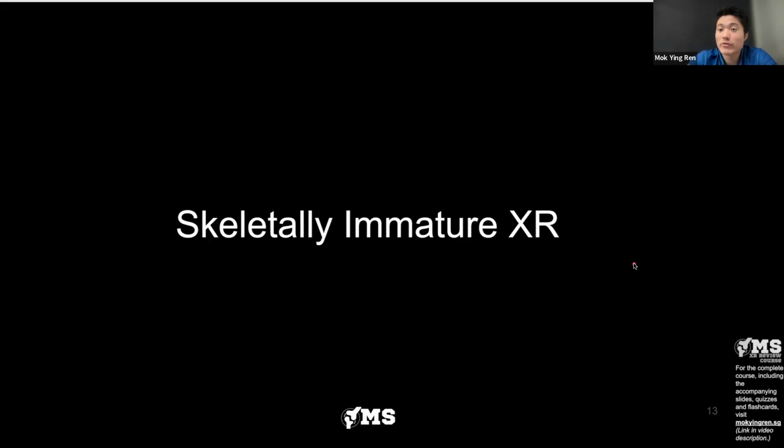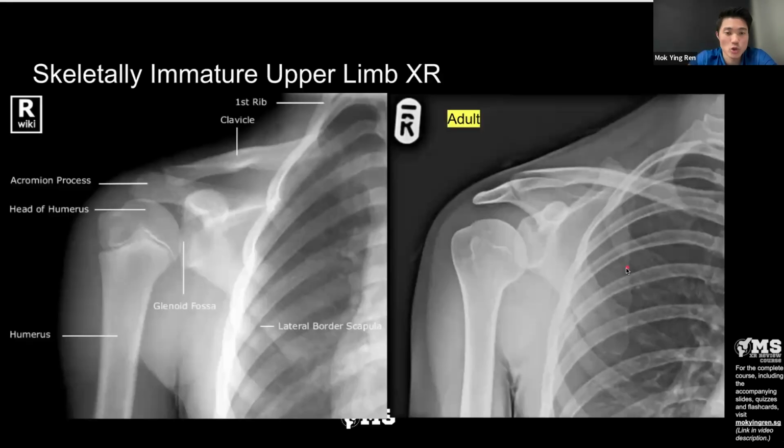Great. So now we've gone through the four principles: two views, two joints, two occasions. Now we're going to look at skeletally immature X-rays and how we know that they are skeletally immature. On every slide, moving on here, we will see an X-ray of the adult, which is labeled, and the other X-ray is that of a skeletally immature patient. I just want you to observe that it can be quite obvious to identify skeletal immaturity.